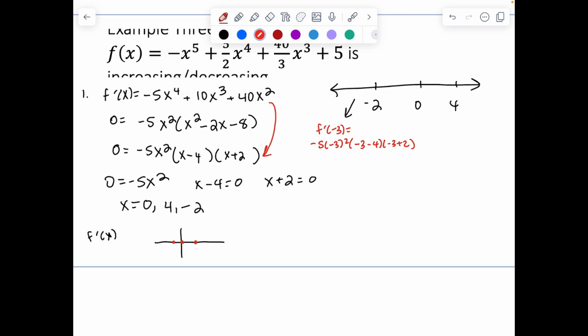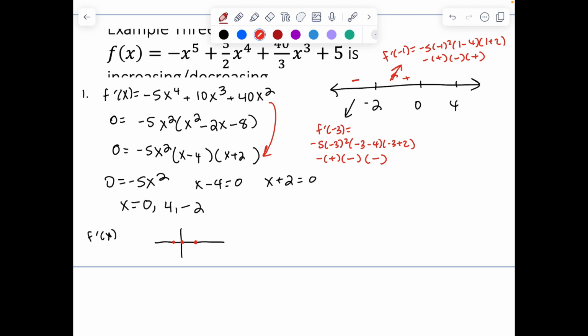I really am just concerned about the sign. So it's going to be a negative times a positive times a negative times a negative. And so that will end up being a negative altogether. I'm going to plug in -1. I'll get -5 times -1 squared, -1 minus 4, -1 plus 2. So a negative times a positive times a negative times a positive, and that ends up being a positive.